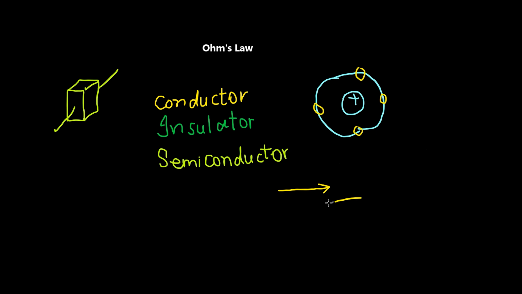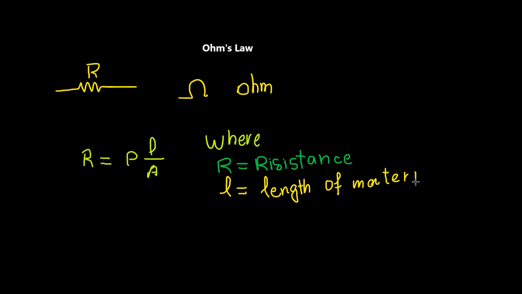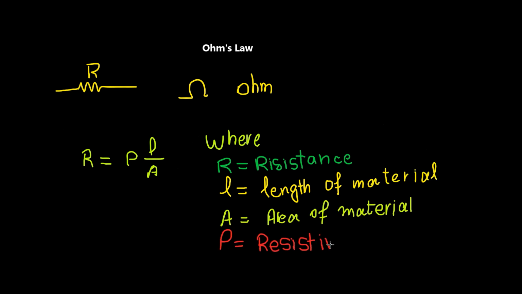So the opposition to the electric current is known as resistance, and the component which is used to model the resistance behavior of a material is known as a resistor, with its unit of ohm and its symbol is omega, a Greek letter. The formula to calculate the resistance of a material is R equal to rho L over A, where R is the resistance, L is the length of material, A is the cross-section of material, and rho is the specific resistance of material known as resistivity.